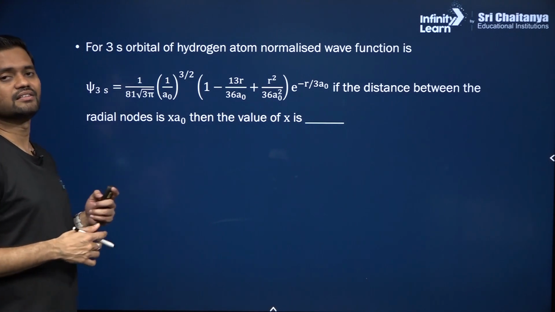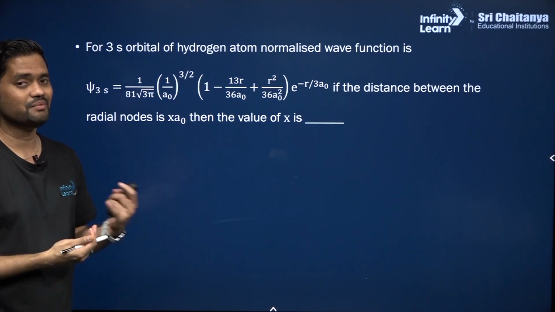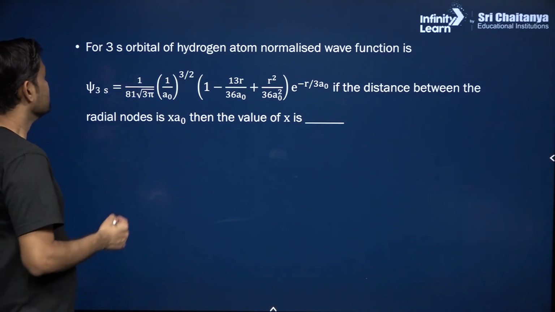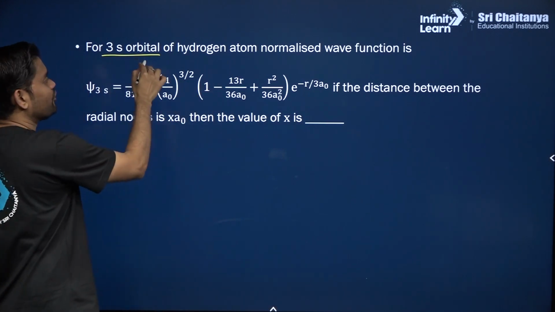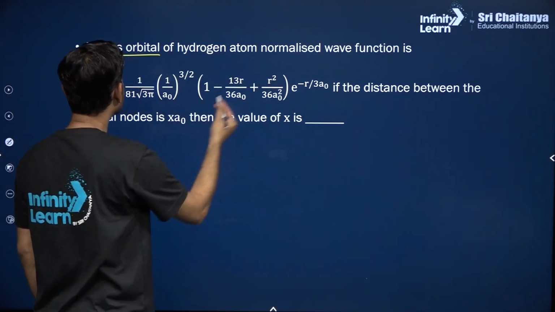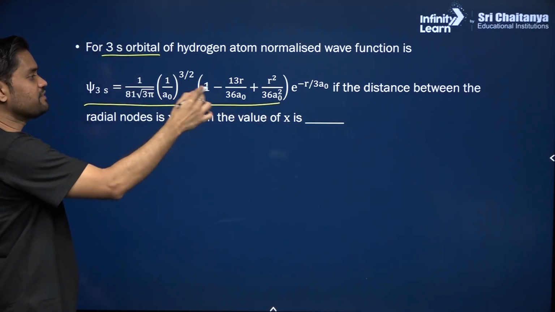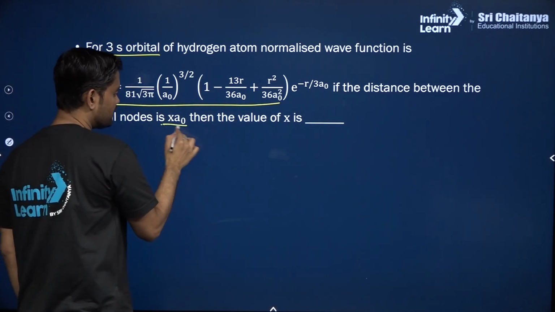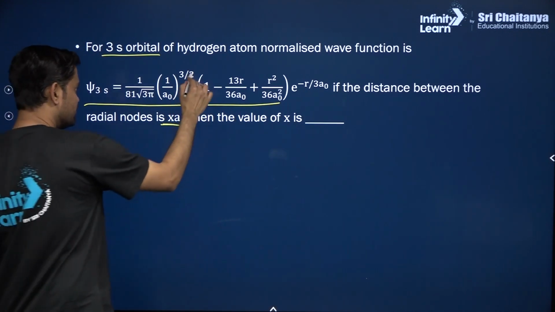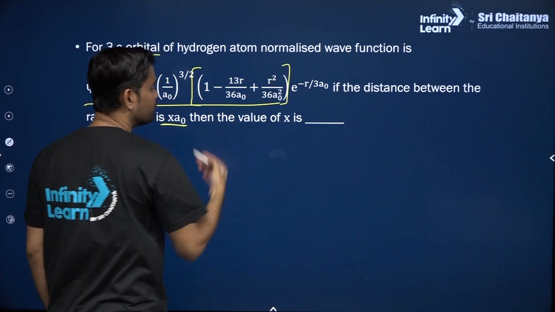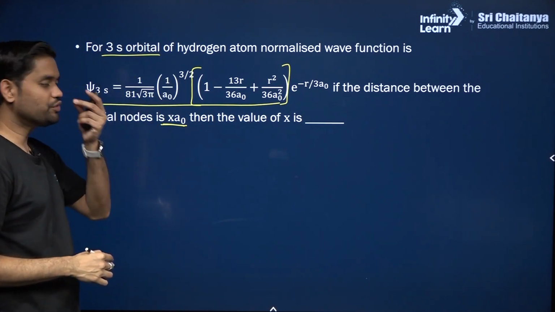Now this is that kind of question where you have to write or type the answer in the main examination. So let's solve. For the 3s orbital of hydrogen atom, the normalized wave function is given by this equation. If the distance between the radial nodes is this, then the value of x is... The shortcut is, you have to equate this thing to 0. I am directly starting with the shortcut. The shortcut is, for s orbital, we have to equate this thing as 0.